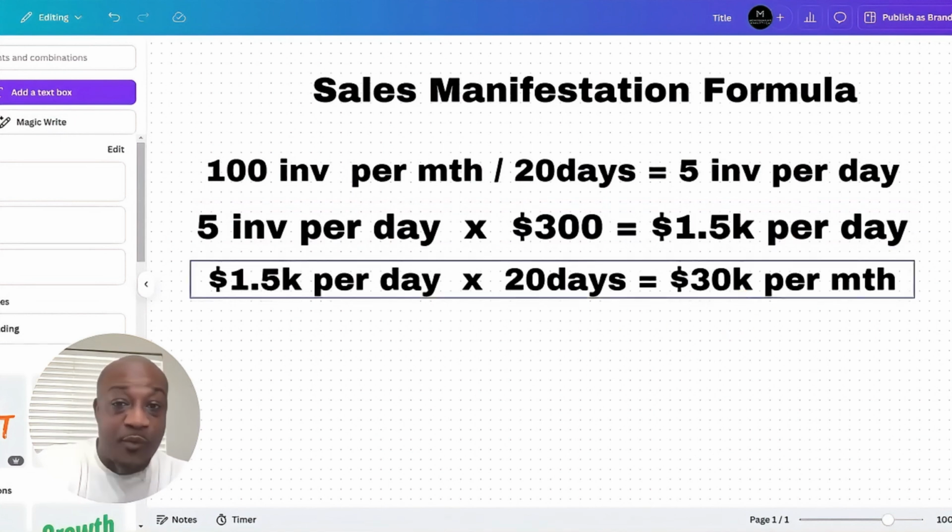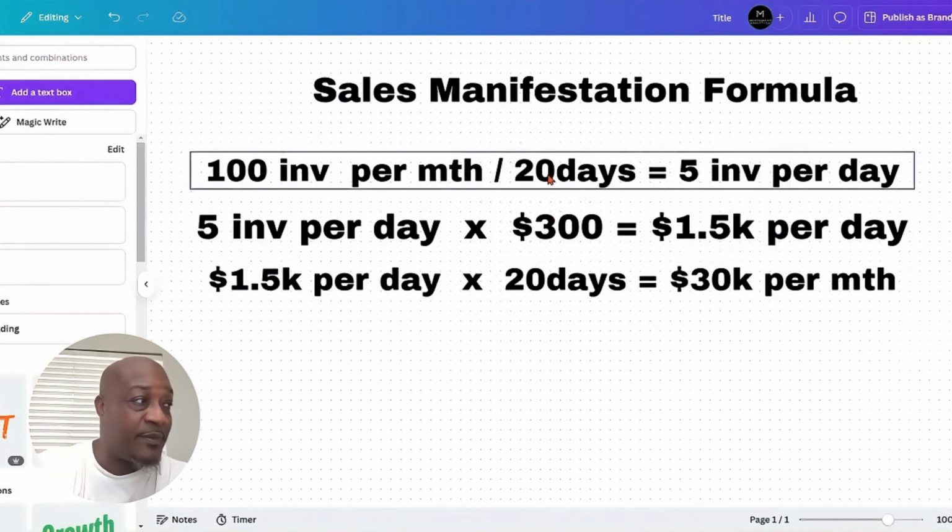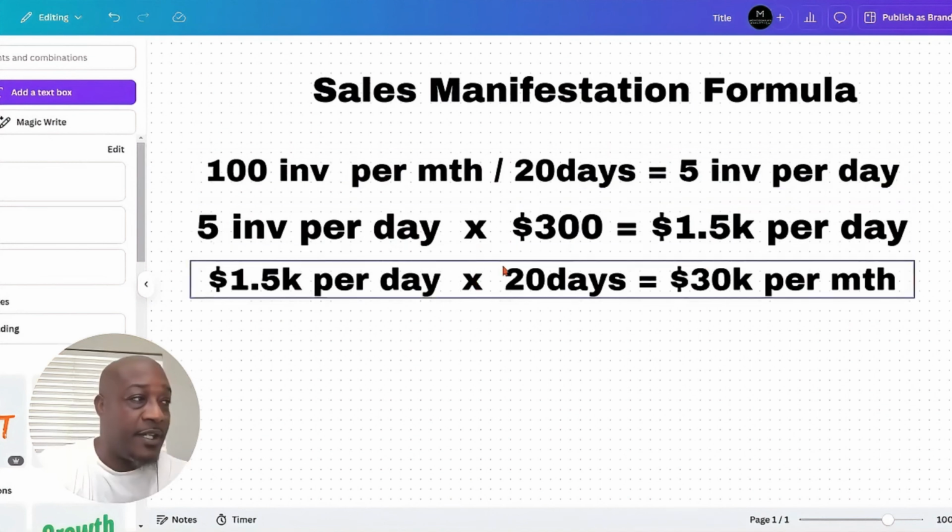Now, if you're the type of person that works 6 days a week, then you change that number from 20 to 24, and then you do the math based off of that. Now, okay, it's all said, it's all cool. Now I know exactly how much I'm going to make a month. Now, when it comes down to advertising, let's figure out your budget.